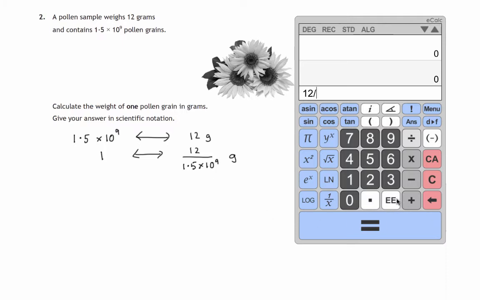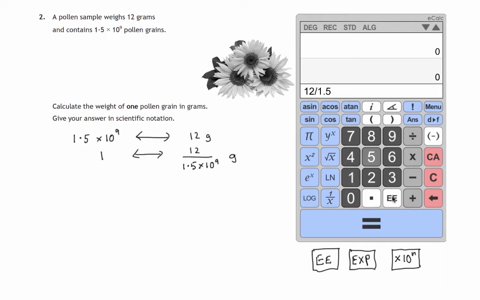The secret is to use the EE button. On a lot of calculators it's EXP. And what this button means basically is times 10 raised to a power. In fact, some calculators have that as the button that you would press. So, using it, 12 divided by 1.5 times 10 to the power, that's the EE button or the EXP button, and then a 9.